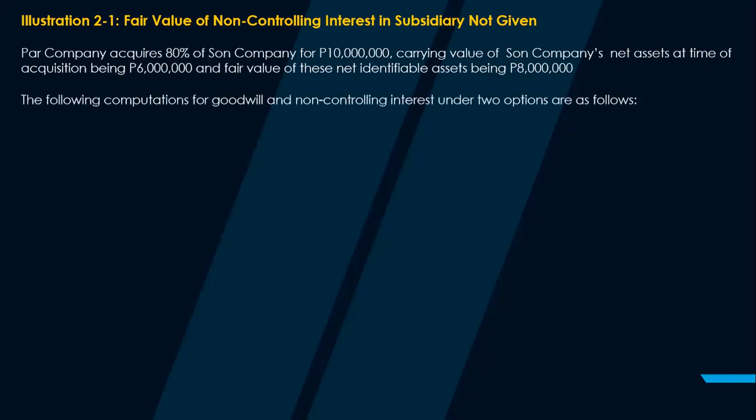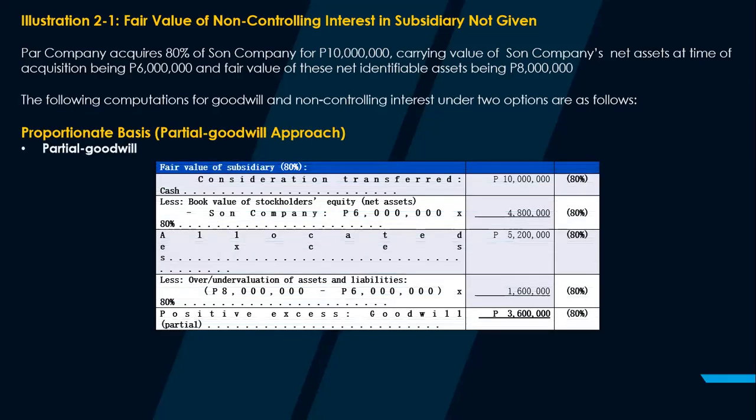The following computations for goodwill and non-controlling interest under two options, proportionate basis, partial goodwill approach. So partial goodwill, we have the consideration transferred in the amount of 10 million.